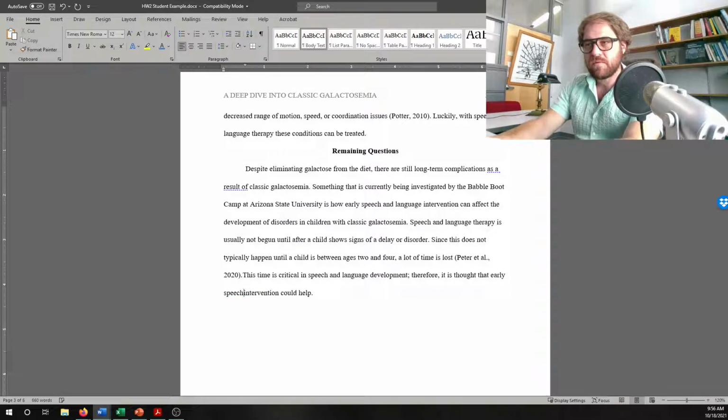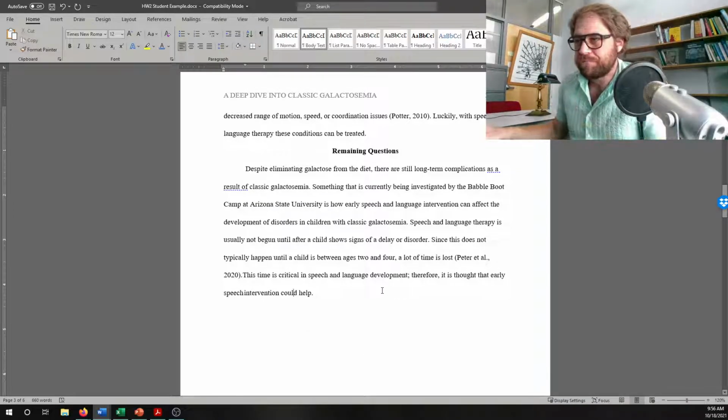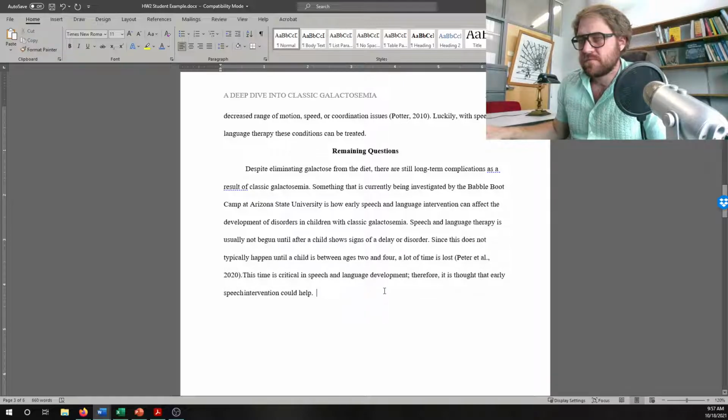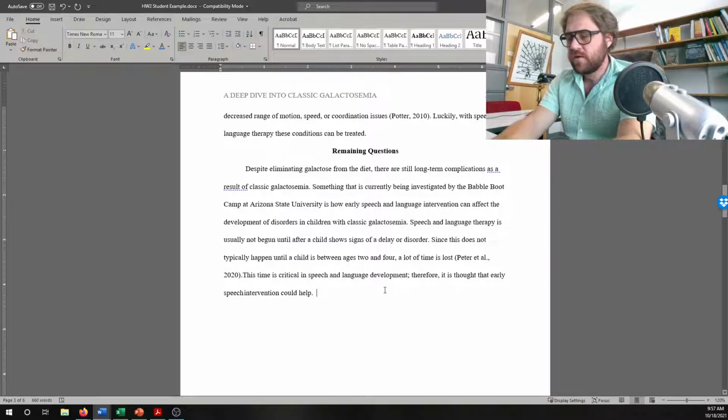I think that was, yeah, okay. It's not letting me put a space in, so there's some weird thing going on there. A lot of time is lost. This time is critical in speech language development; therefore, it is thought that early speech intervention could help. So this is kind of her question. This and this. Ages 2 to 4. So what she should say here is she needs to add an ending here.